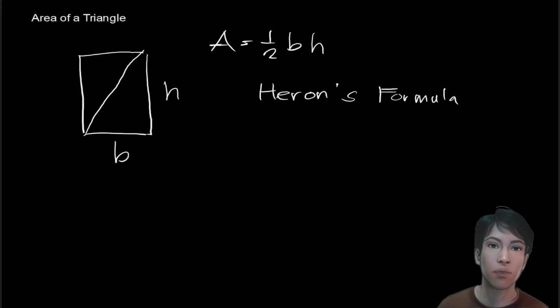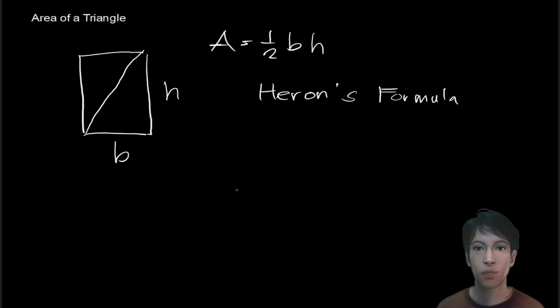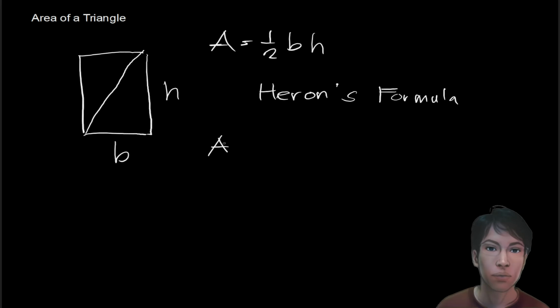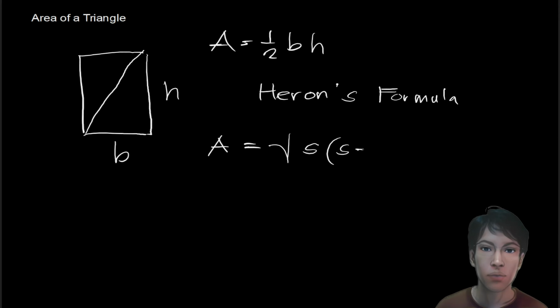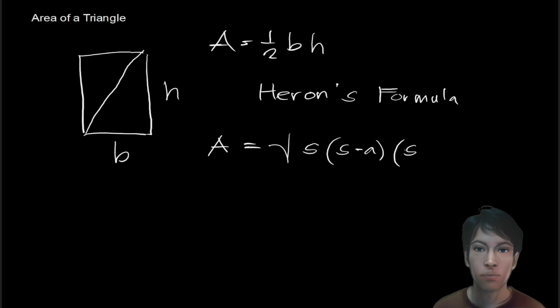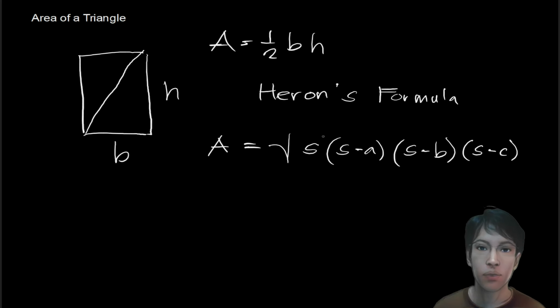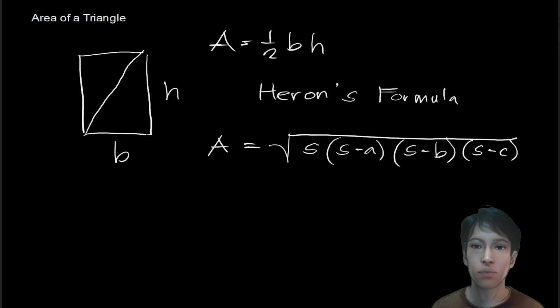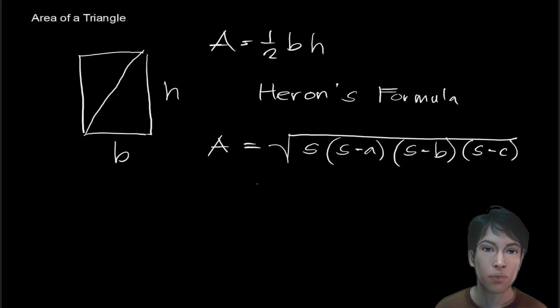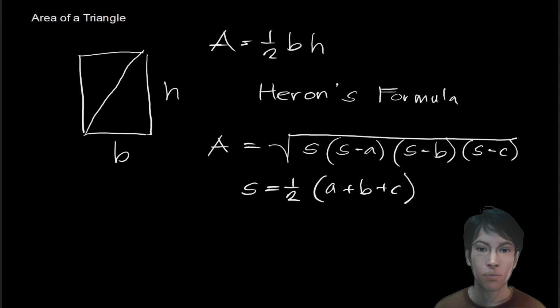Okay, so Heron's formula, when all three sides of the triangle are given, the area is the square root of s times (s minus a) times (s minus b) times (s minus c), where a, b, and c are the sides of the triangle, and s is 1/2 of a plus b plus c.